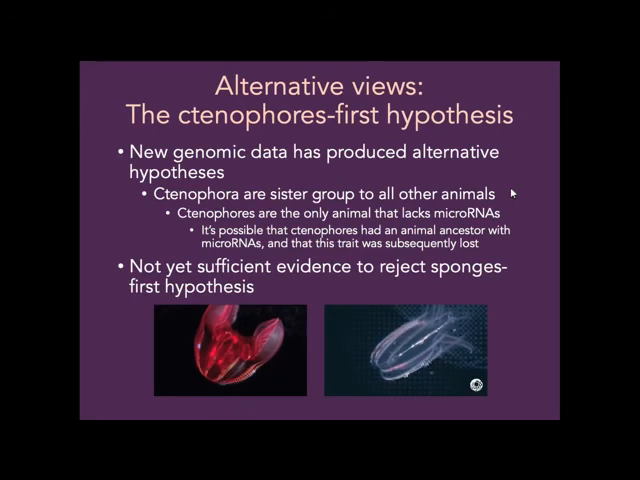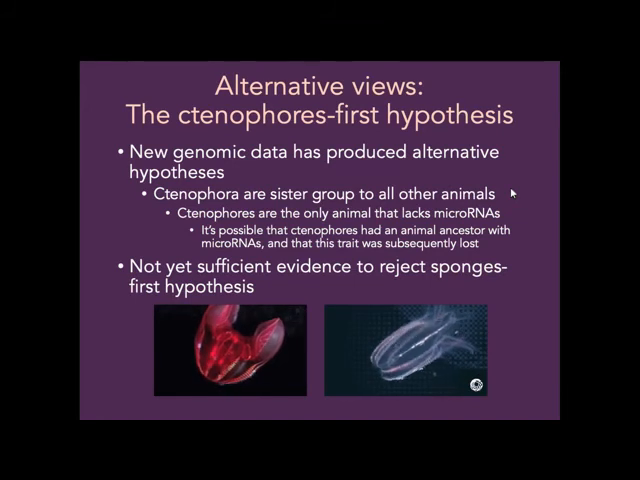So we don't yet have sufficient evidence to reject the sponge's first hypothesis, but I think that there's very strong evidence that ctenophora may actually be the oldest animals. And that would suggest that the sponges lost their tissue level of organization later, rather than starting out never having a tissue level of organization.